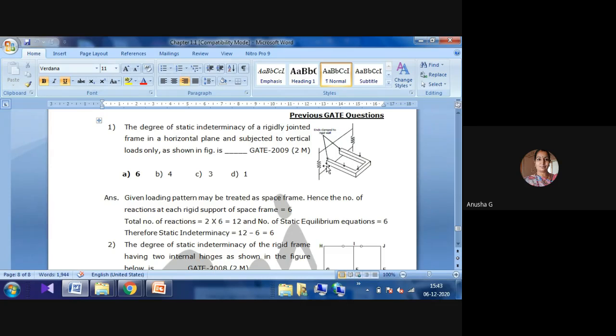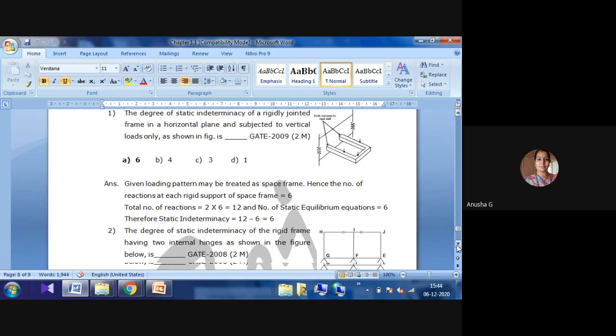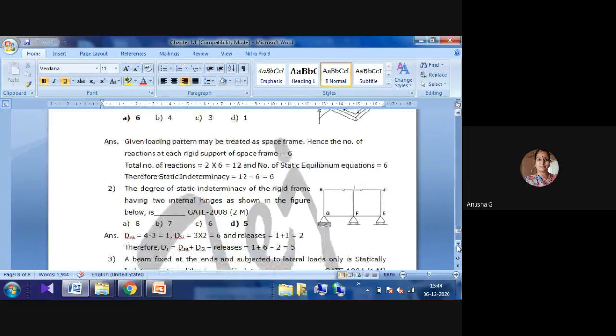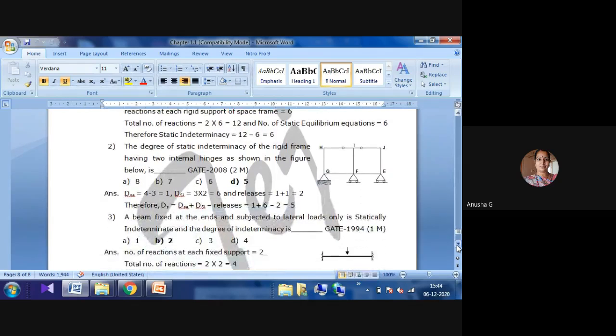You have to think 3 plus 3. Equilibrium conditions are 6. Again, you have to consider that 6 minus this 12. How do you get the 12? It means the total number of reactions. Total number of reactions are 2 times 6, that will be 12 minus 6 here. For this type of problem, you have to consider it, then our answer will be 6.